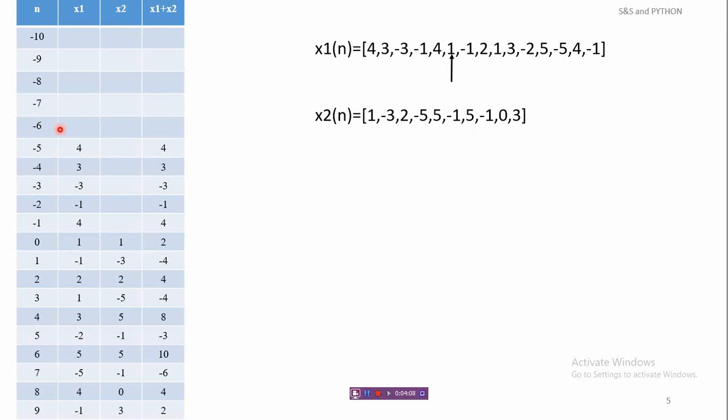To add the two signals, consider the signal it is starting from minus 5. At minus 5, x1 is having values 4 and x2 is 0. So sum of the two is 4.